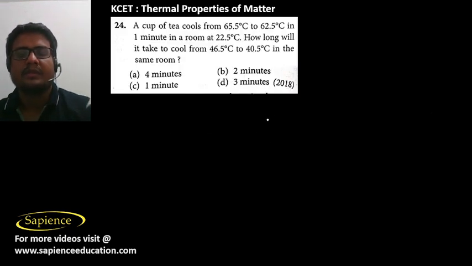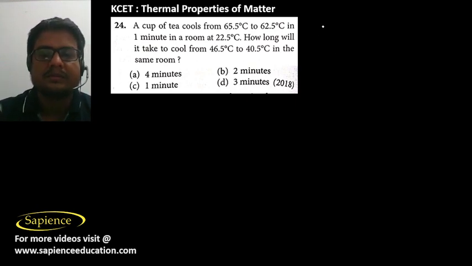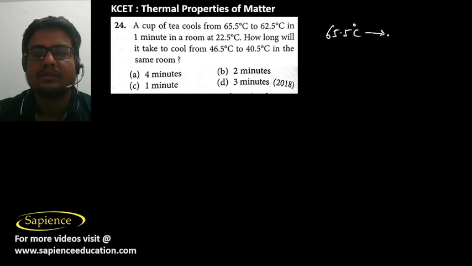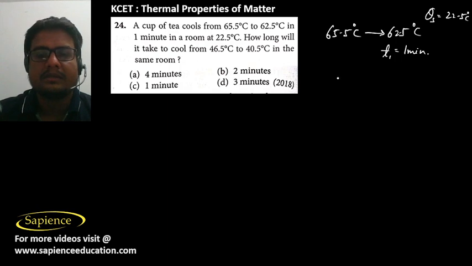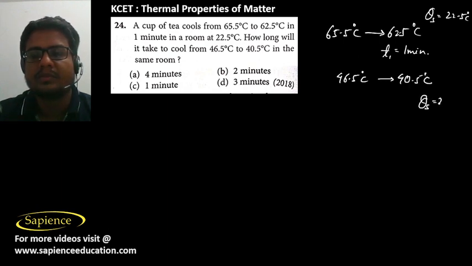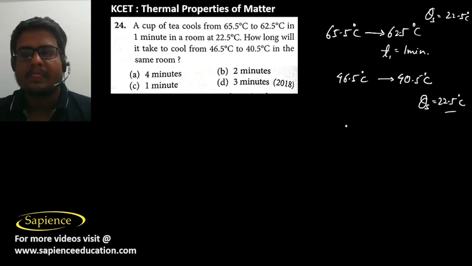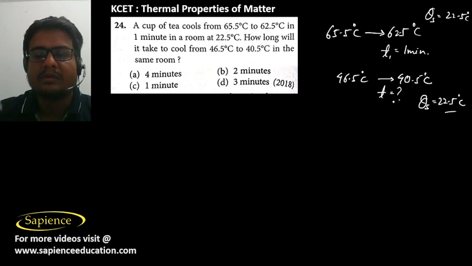So in question number 24, it is told that a cup of tea cools down from 65.5 degrees Celsius to 62.5 degrees Celsius in a time interval of 1 minute in a room of 22.5 degrees Celsius. So the surrounding temperature here is 22.5 degrees Celsius. And how long will it take to cool down from 46.5 degrees Celsius to 40.5 degrees Celsius in the same room? Same room means the surrounding temperature would be the same, which is 22.5 degrees Celsius. So the time required is what we have to find.